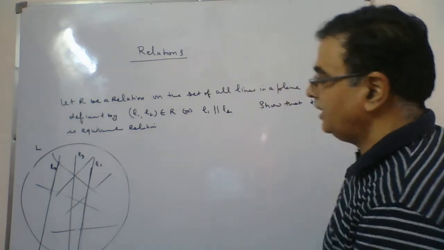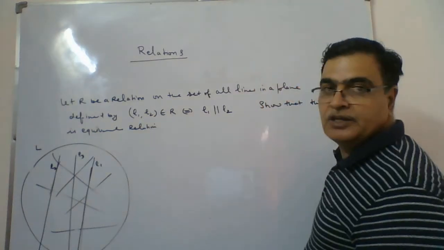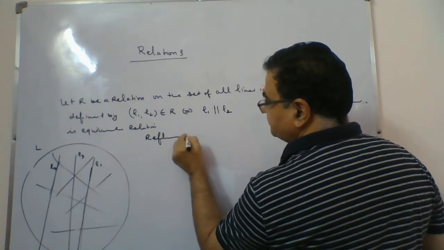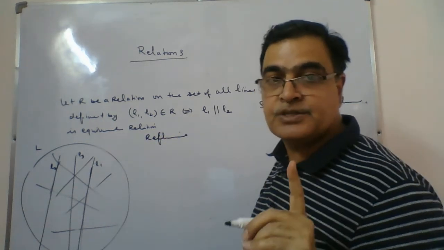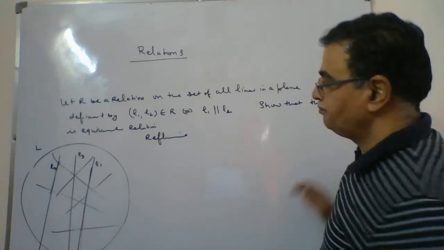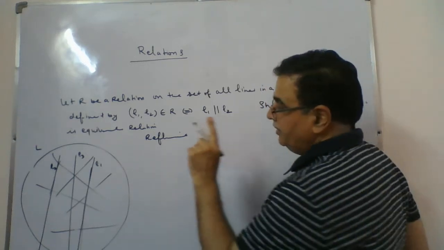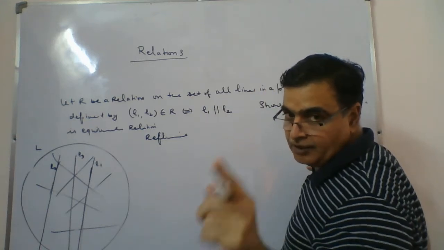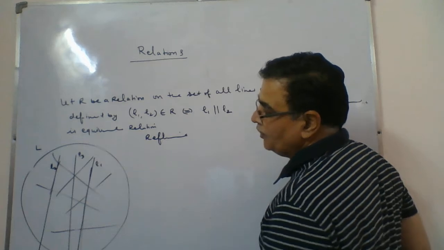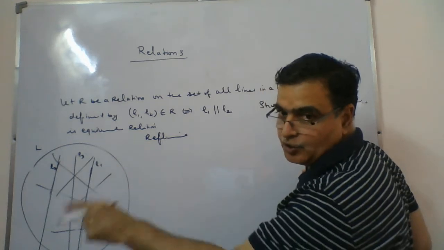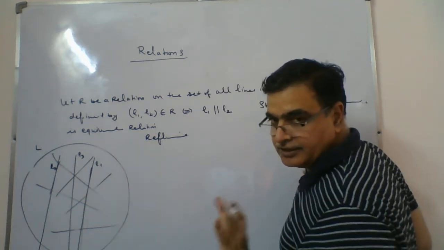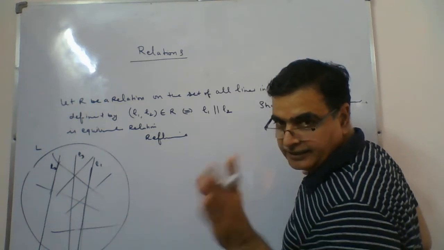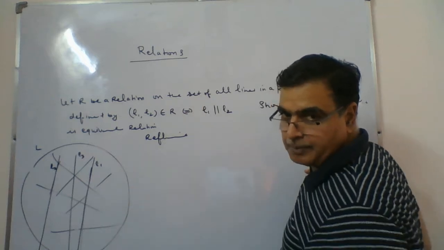Now we have to prove that this relation is an equivalence. For that, first we should show that it is reflexive. Please note the steps, you should not miss them. In reflexive, each and every line must relate with itself. So in this case, we have to show that L1 relates with L1, L2 relates with L2, L3 relates with L3. Is it possible? L1, L1, are they coinciding lines? Yes. If they are coinciding, they can be counted as parallel lines.